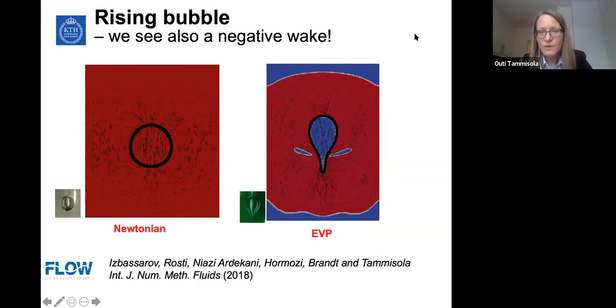And a similar effect we also saw when we did the simulation of a rising bubble in an elastoviscoplastic fluid. So here also at low Reynolds numbers, the Newtonian bubble is completely round, whereas the bubble in the elastoviscoplastic medium gets this tail shape, which is asymmetric. And here you see experiments which are actually in a viscoelastic fluid and they show similar shapes. So the elastic contribution is important.